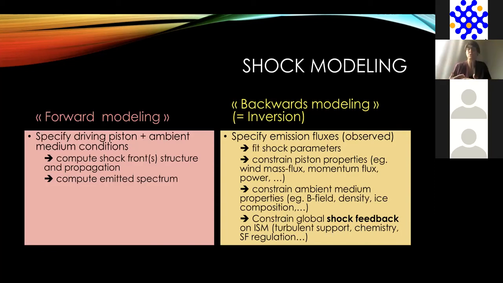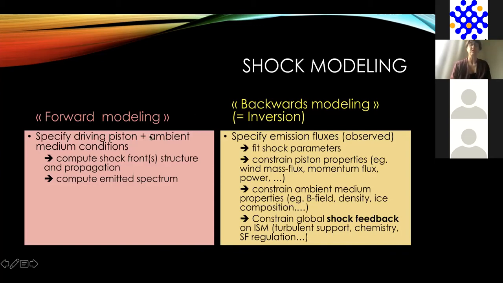For example, we'd like to know what was the wind mass flux or momentum flux or power that produced the shock. We want maybe to constrain the ambient medium properties also. We can learn things about the magnetic field in the ambient gas, its density, its ice composition, which is all very interesting in its own sake. And then we can also want to use these shock observations to constrain the global feedback of shocks on the ISM. For example, for the turbulent support of clouds, for the chemistry of the interstellar medium, for star formation regulation. All of these questions require some kind of inversion from the observations.